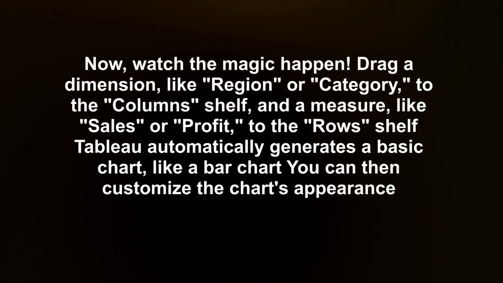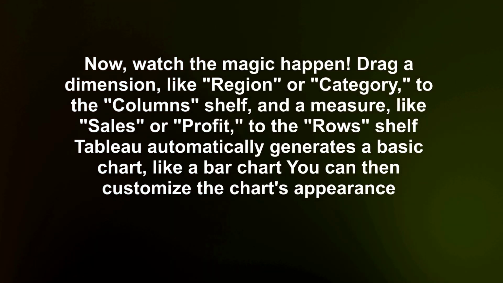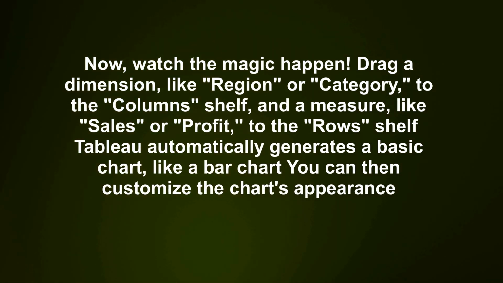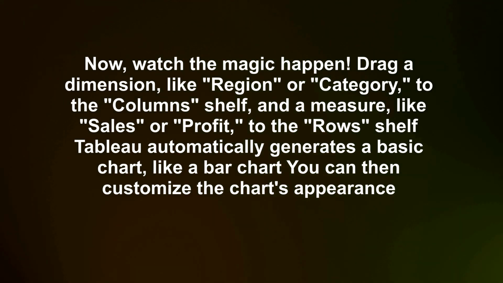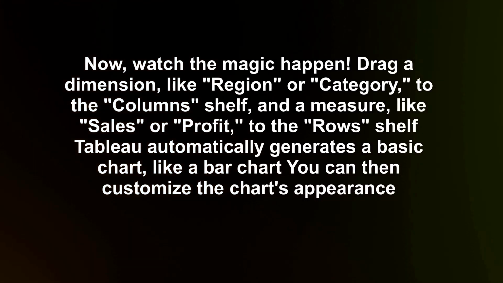Now, watch the magic happen. Drag a dimension, like region or category, to the column shelf, and a measure, like sales or profit, to the rows shelf. Tableau automatically generates a basic chart, like a bar chart. You can then customize the chart's appearance.